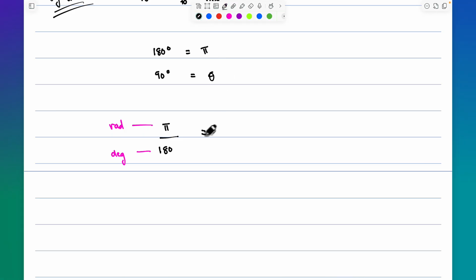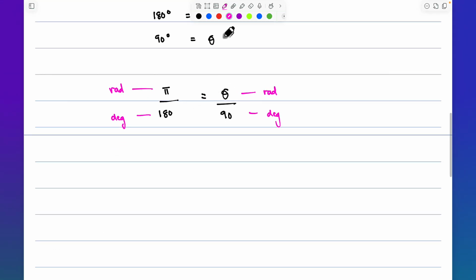The one that we're looking for is something that we don't know, which is theta over 90. This is also another radian to degrees. So these two should be exactly the same. Your radian to degrees for this pair should be the same as radian to degrees for that pair. Hopefully that kind of makes sense.